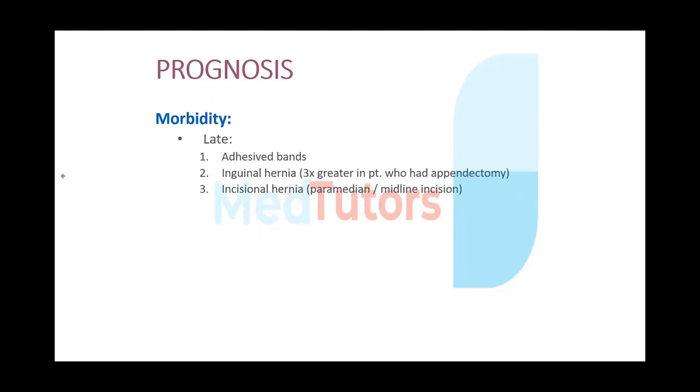The late complications will include adhesive bands, inguinal hernia, three times greater in patients who had appendectomy due to injury to the ilioinguinal nerve that is supplying the posterior wall of the inguinal canal. They could have incisional hernia.